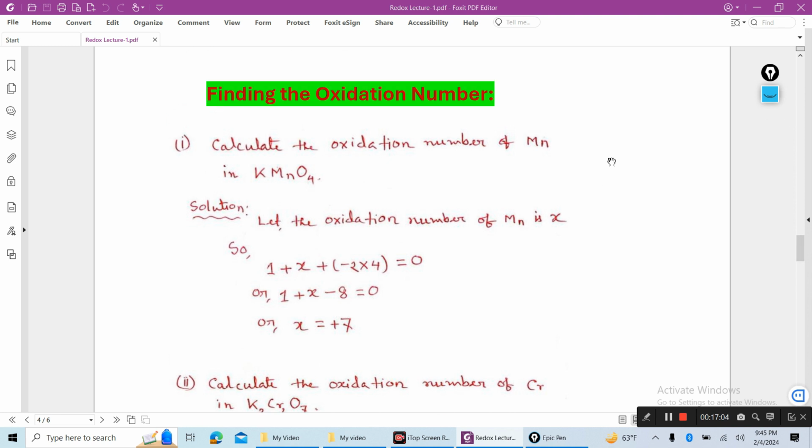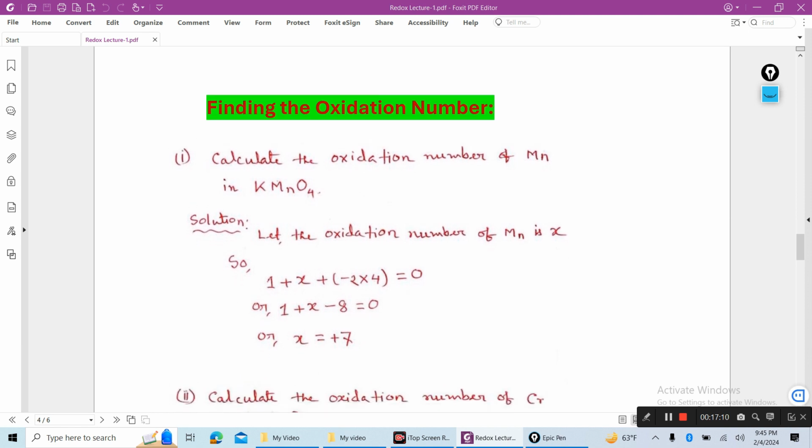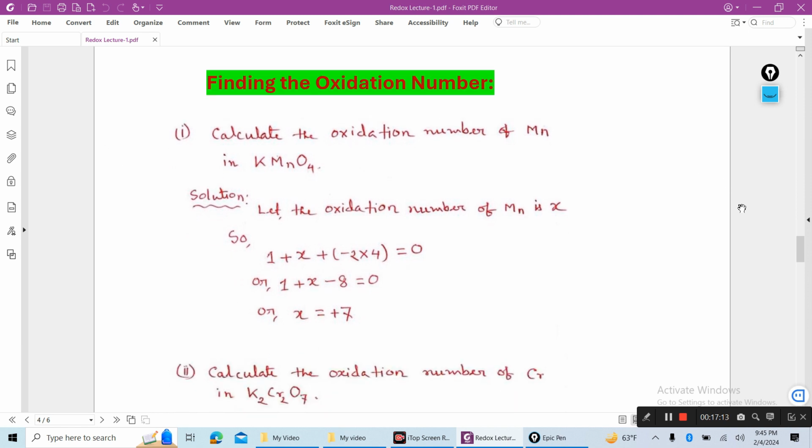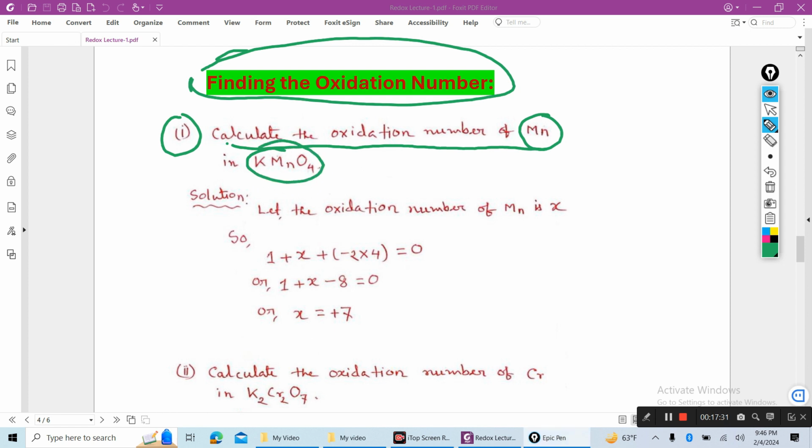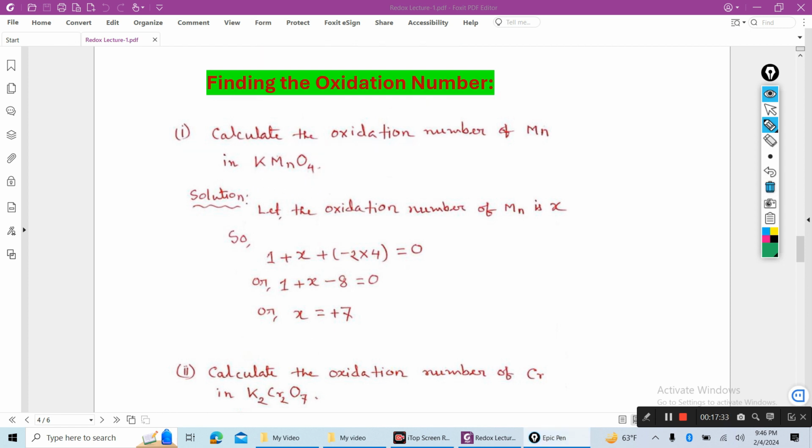Now you will know how you can calculate oxidation number, how you can find out oxidation number. Finding oxidation number. Number 1, calculate the oxidation number of manganese in KMnO4. So in KMnO4, what is the oxidation number of manganese? You will calculate. You don't know the oxidation number of manganese.